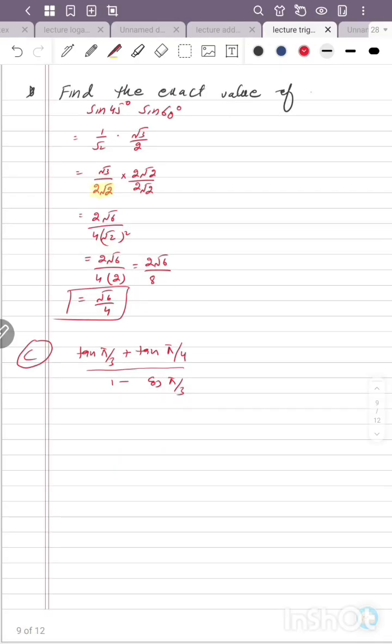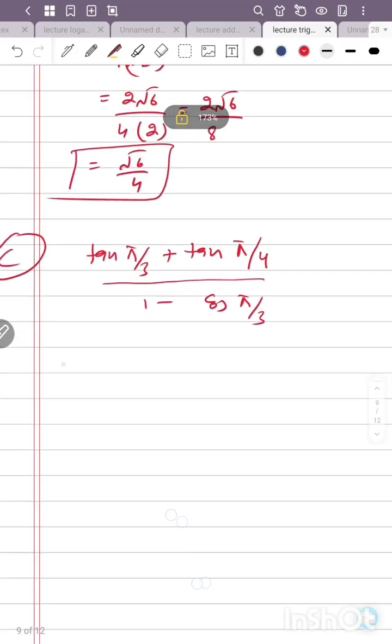Okay dear students, we have the next question, the C part. How do we solve this question: tan pi by 3 plus tan pi by 4 over 1 minus cos pi by 3. So here we have to know tan pi by 3. Its answer is square root 3. You have to memorize the trigonometric tables, and you can also find this value from the calculator. And tan pi by 4 is 1, and 1 minus cos pi by 3 is 1 by 2. So we have to solve this question.